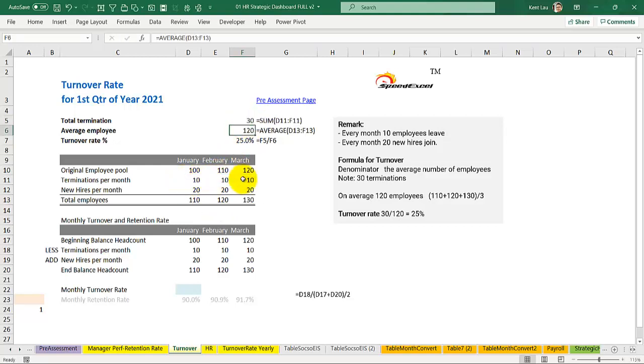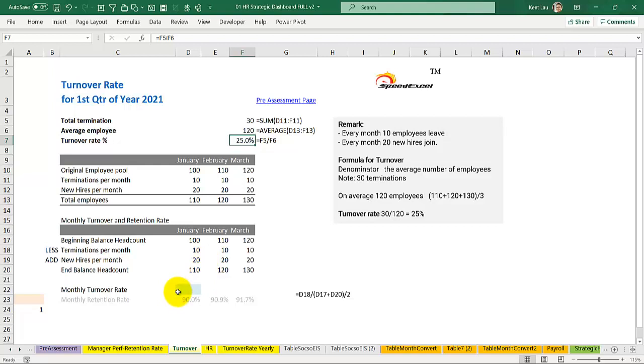So what is the turnover rate for the first quarter? You use this, which is the denominator. The denominator is this average, and the numerator is this 30. So 30 divided by 120, you get 25% turnover rate. Okay, so out of 100 staff, 25 staff leave. That's the thing. So 25% is actually quite high. It depends on how you compare with your industry.